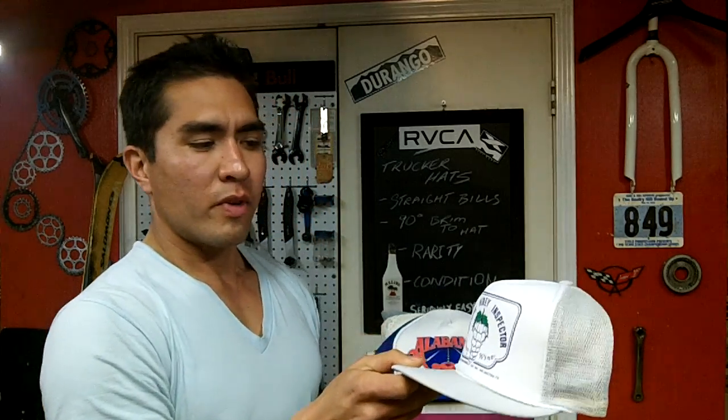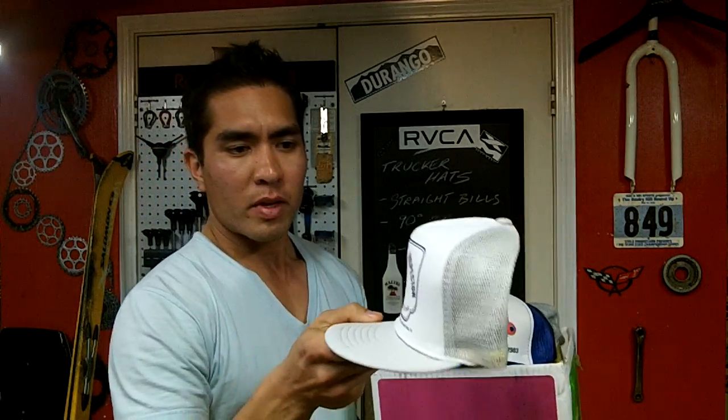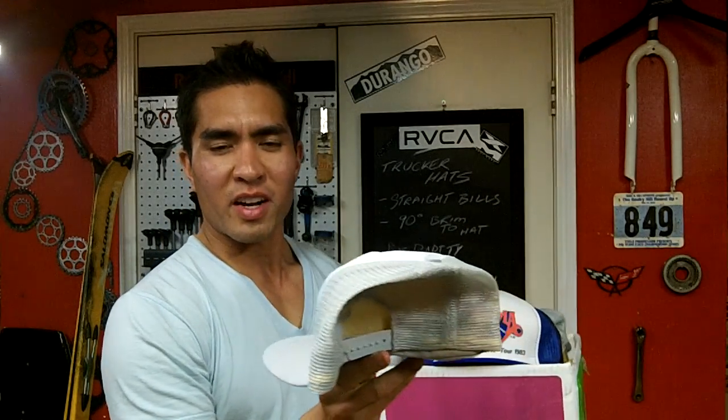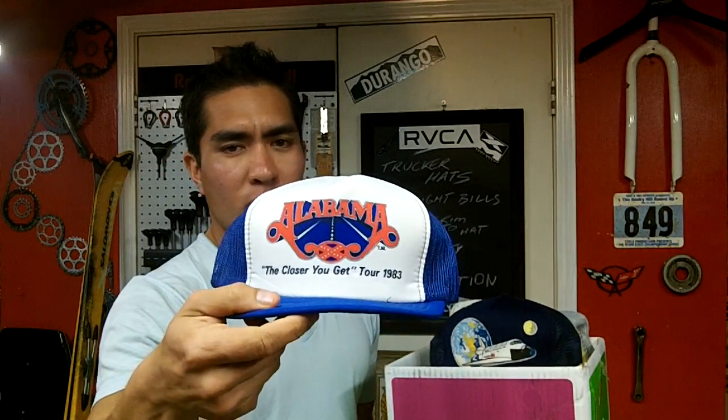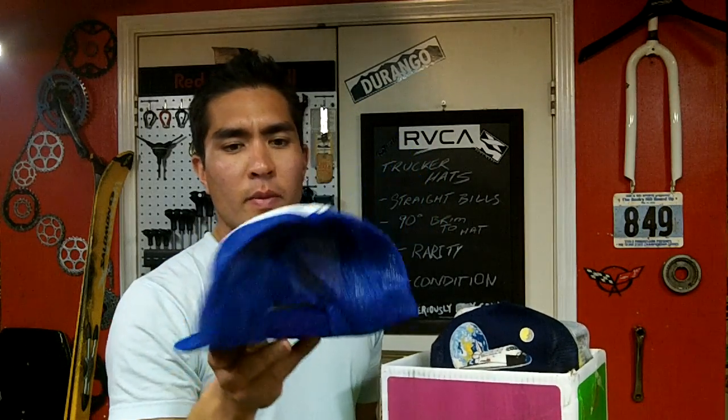Other ones in here that I have are things like the official Heine Inspector. All right, that one right there, flat, 90 degrees, and the subject matter is kind of funny, you know, Heine Inspector. Okay, I get it. It's kind of cool. Here's one that's really cool. Alabama Closer You Get Tour 1983. Totally awesome. There you go. It's straight, 90 degrees, and the subject matter is definitely cool.